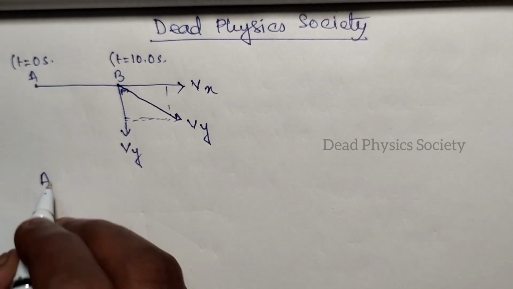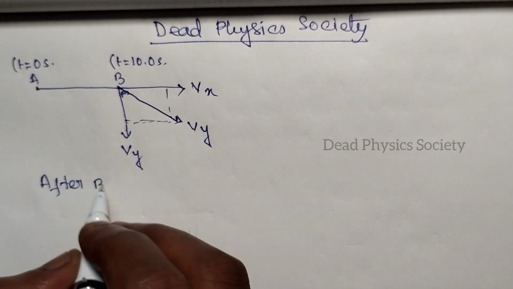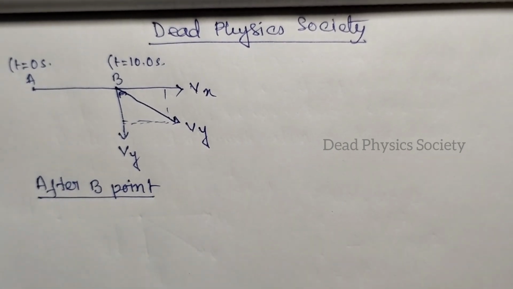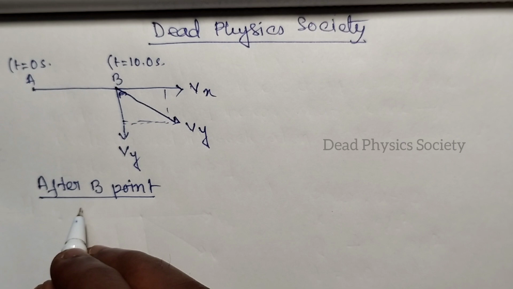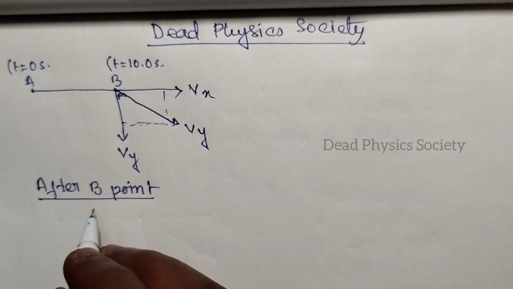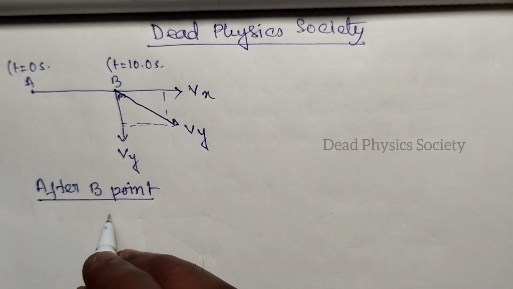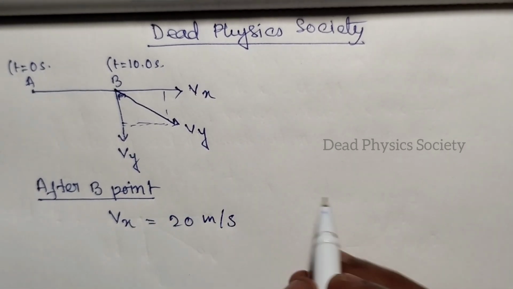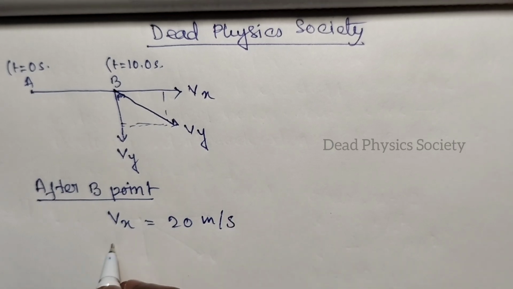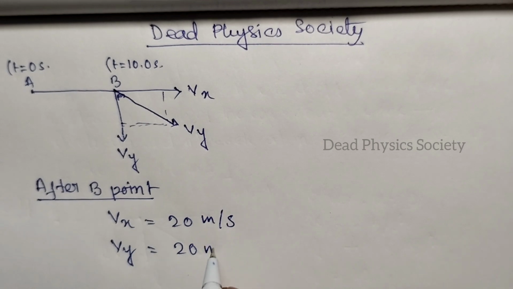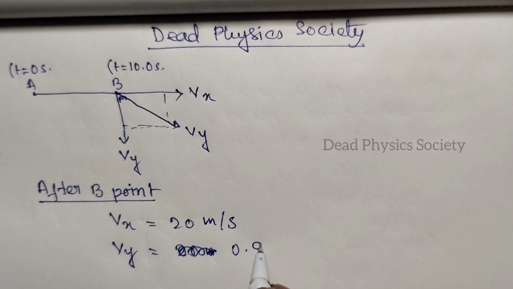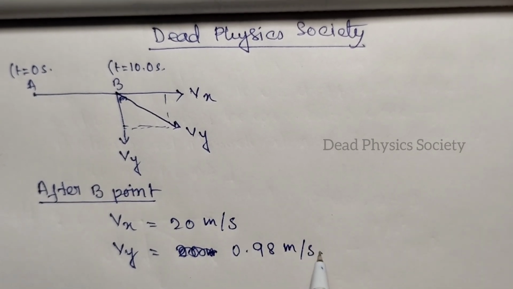So after B point, the stone has two velocities. একটা হলো horizontal velocity, একটা হলো vertical velocity. Horizontal velocity Vx will be equal to 20 meter per second towards right, and vertical velocity Vy will be 0.98 meter per second downwards.